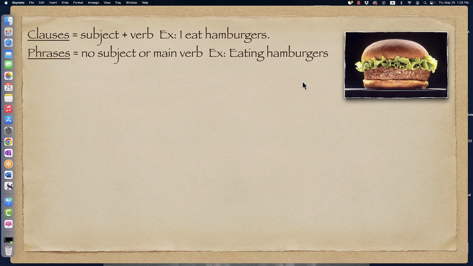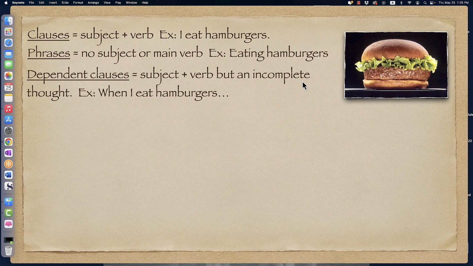So, what is a clause? Well, a clause is a subject plus a verb. Okay, so a sentence as easy as I eat hamburgers is considered a clause. A phrase has no subject or main verb, so eating hamburgers is not considered a sentence. It's not considered a clause. It's just the idea, eating hamburgers.